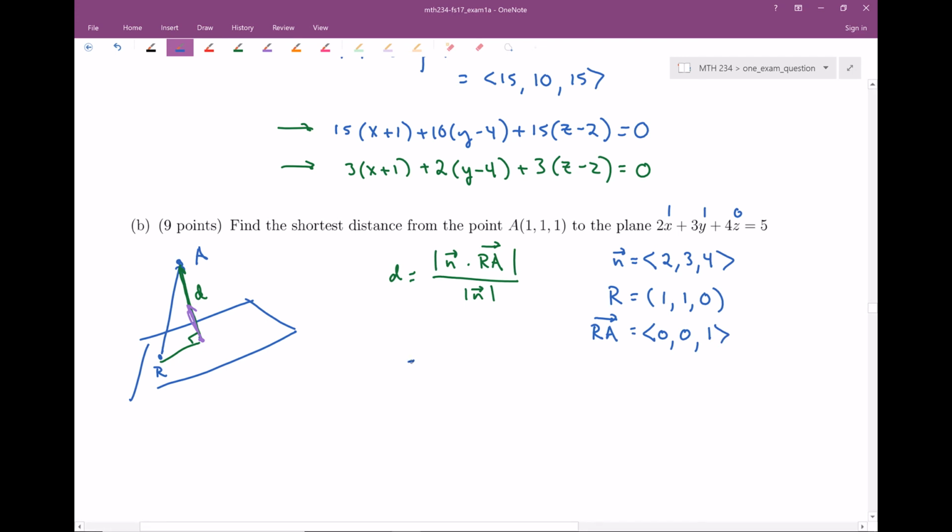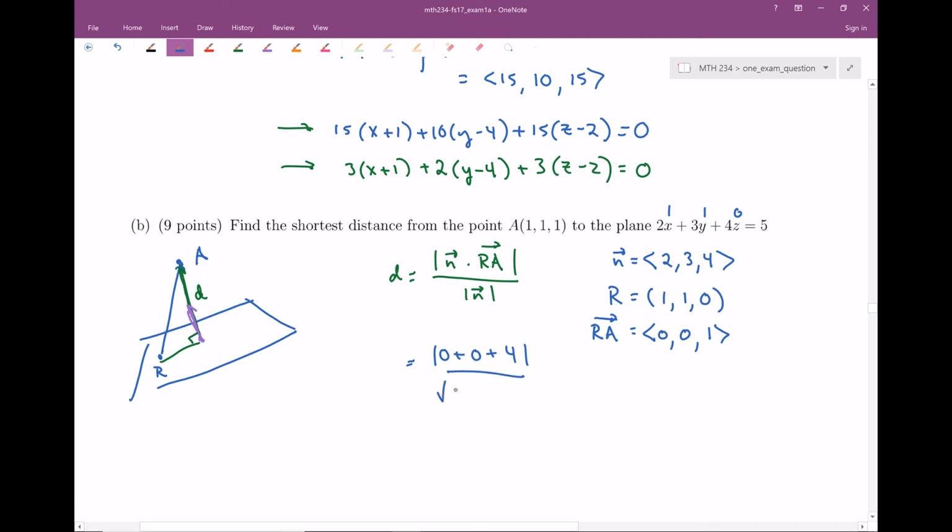So now, in order to figure out this distance, I'm going to take the dot product between n and RA. So that's going to be 0 times 2, that's 0. 0 times 3, that's 0. 1 times 4, that's 4. Now this happened to be a positive number, but it could be a negative number, and it's important that you turn that positive. So that's why those absolute values are there. Divided by the magnitude of n.